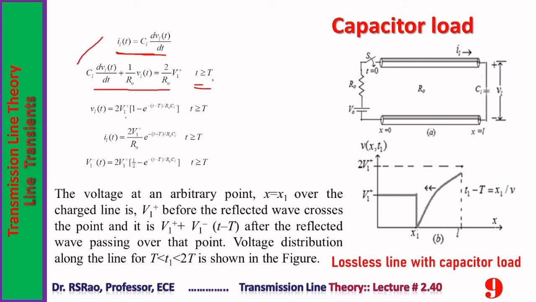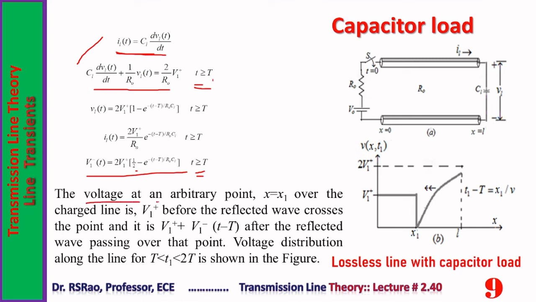Combining these two, we get another equation which can be solved for voltage and also current. An expression can be obtained for voltage. It appears like V1 minus of t equal to 2 V1 plus multiplied by half minus e power minus (t minus capital T) by R0 CL.